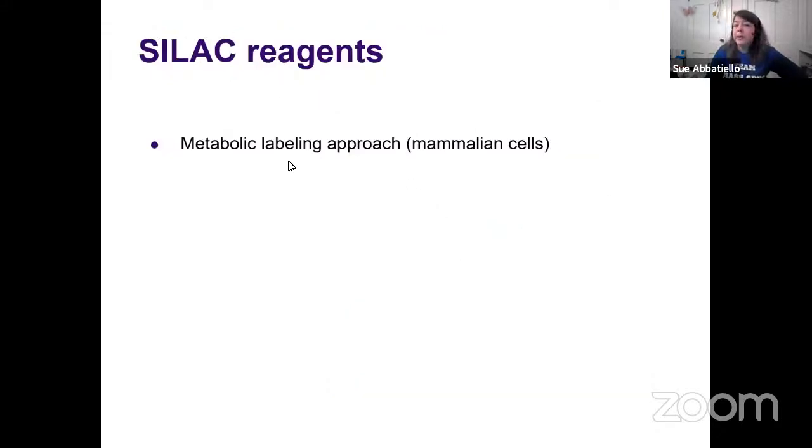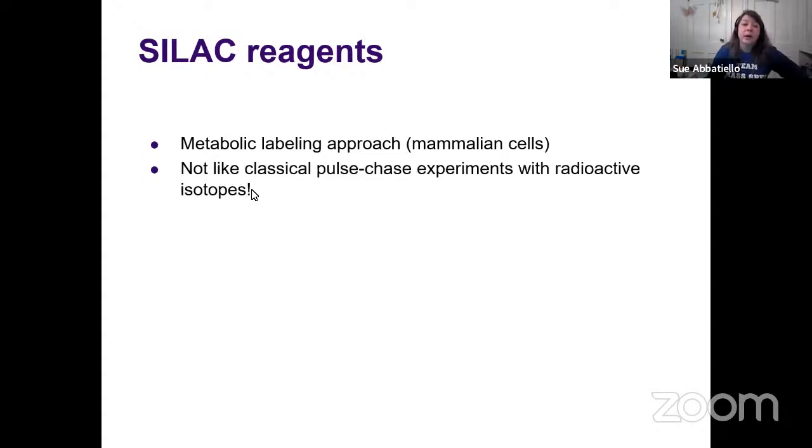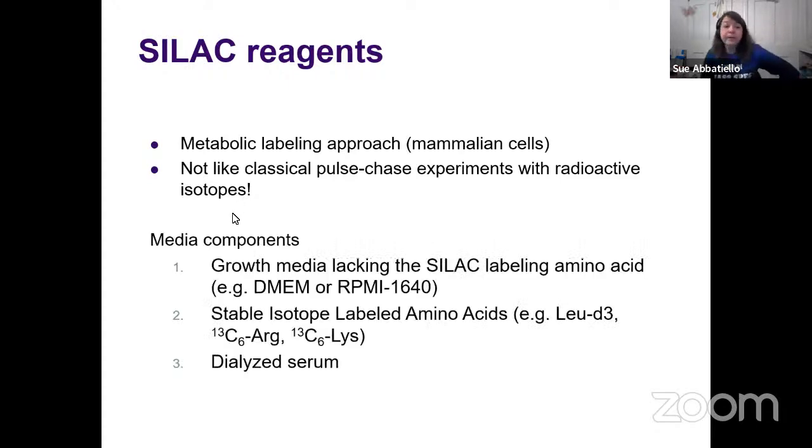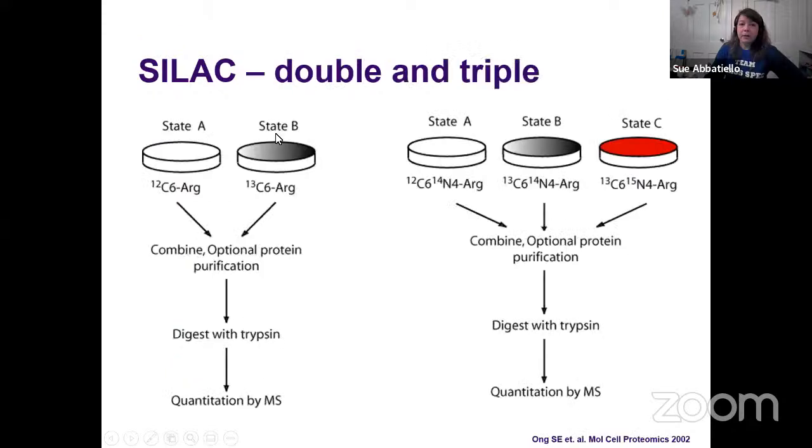In order to do this, you need metabolic labeling reagents like mammalian cells. This is not like classical pulse chase experiments with radioactive isotopes, so perhaps a bit safer. The idea is you add these things into your media and you grow the cells. Then it can be done in a two-state or a three-state, depending on how many heavy amino acids you have access to. This can all be controlled by budget as well as samples. But the idea is once you've grown all of your samples, you combine in that very first step, and then you do the reduction, alkylation, digestion, and then quantify by LCMS.